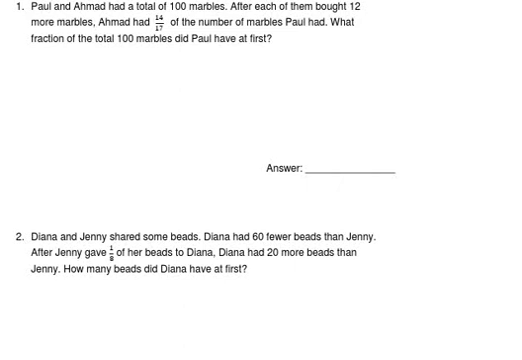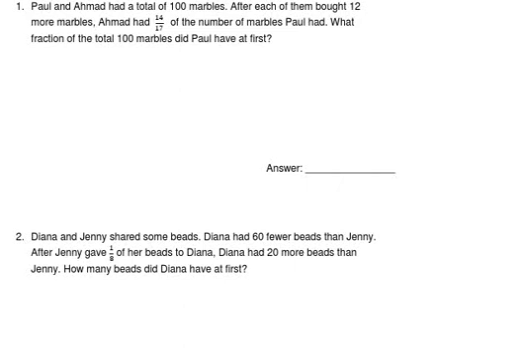Ahmad had 14 over 17 of the number of marbles Paul had. So Ahmad had 14 out of 17, of the number of marbles Paul had. So who has more, Paul or Ahmad? Paul is how many units? 17. Ahmad? 14 units, right? What fraction of the total 100 marbles did Paul have at first?